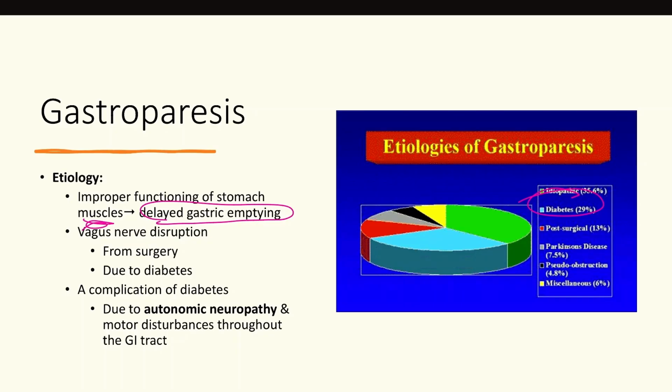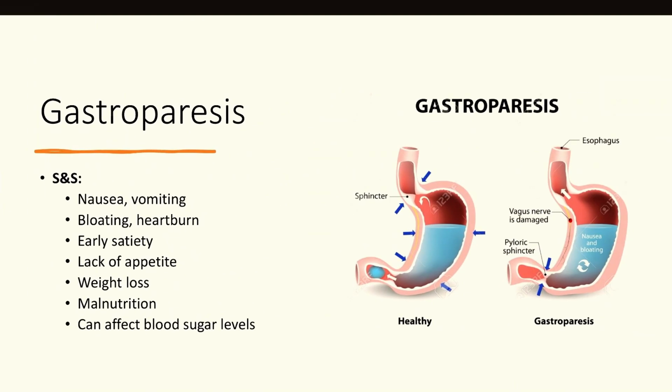Long-term uncontrolled diabetes will lead to, again, autonomic dysfunction, right? I mention that a lot because a lot of autonomic dysfunction occurs with different diseases, but diabetes the most. They have neural problems. They're not going to move that food very fast. Could be vagus nerve dysfunction, either due to surgery or diabetes. And it can be a complication of diabetes, again, that autonomic neuropathy or dysfunction.